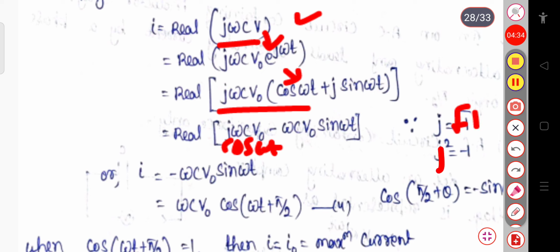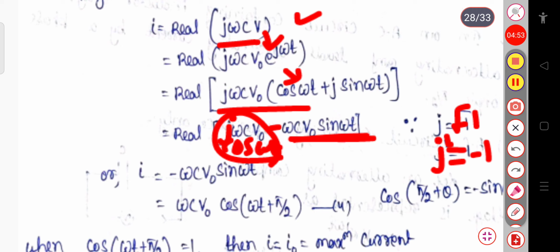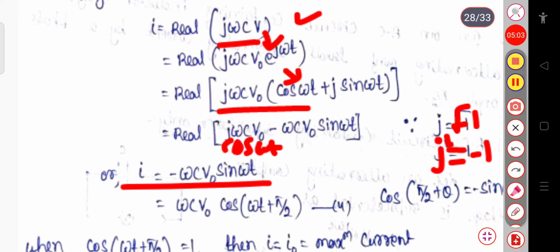So the square of j is equal to minus 1. So here this j into j will be minus 1 omega C V naught sin omega t. In the cos omega t term the j is present, so the coefficient of this term is the imaginary part. Since no j term is present here, this will give the real part of the current. So the value of I will be equal to minus omega C V naught sin omega t.